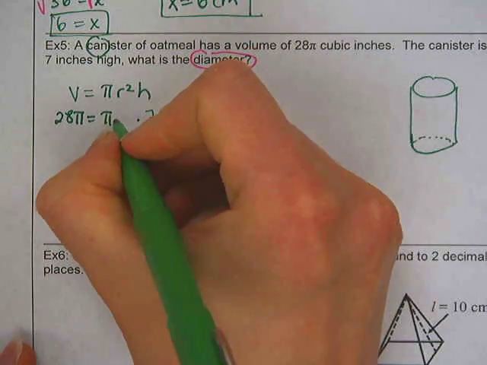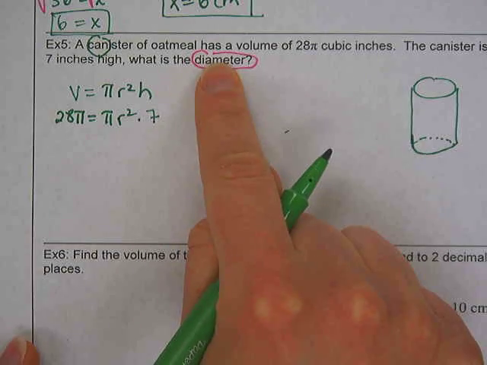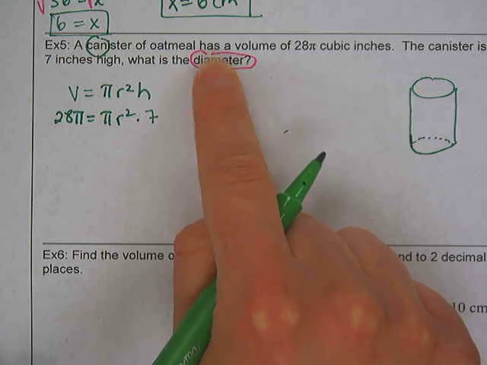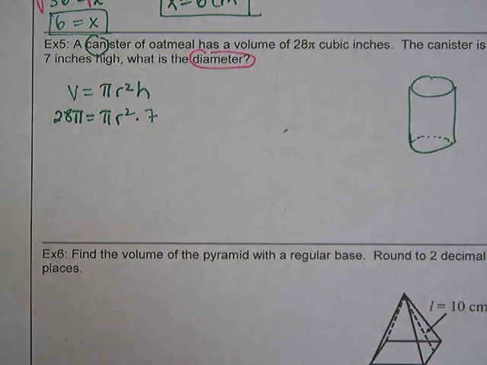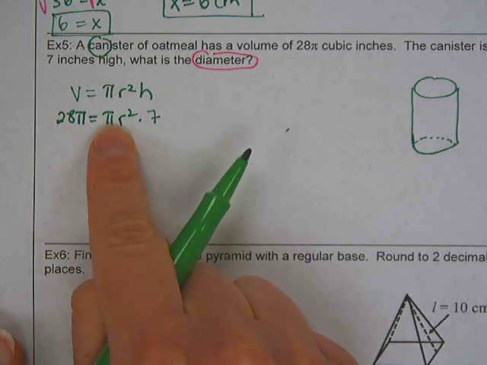Now, I am going to do this. Diameter and radius are not the same thing, but I'm going to leave this as an r squared. I'm not going to try to confuse myself by putting something in here that means something different for diameter. So I'm going to leave this as an r squared, but we're going to come back to this after we find out what the radius is.